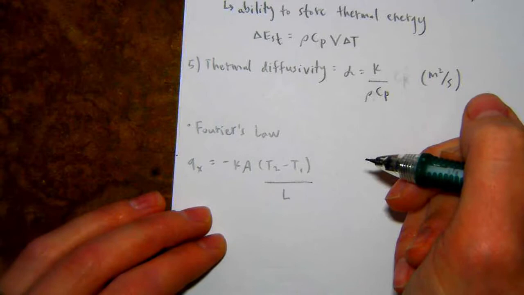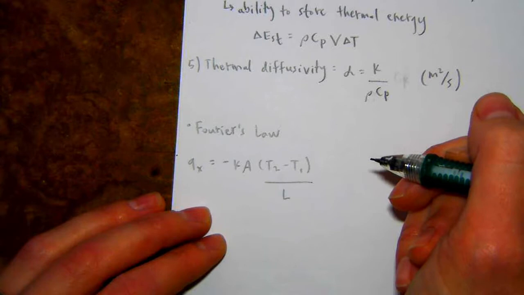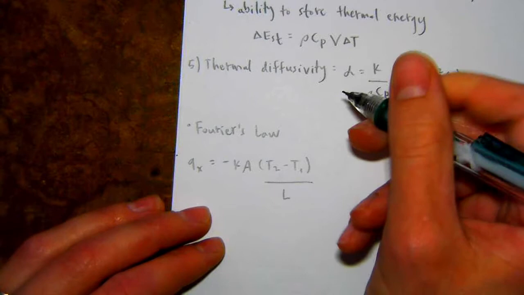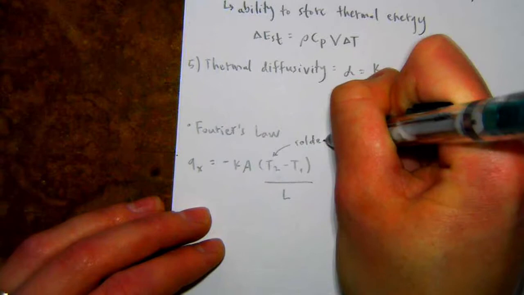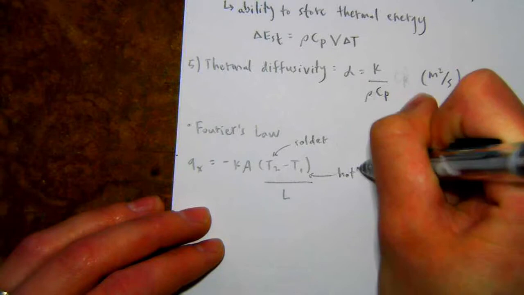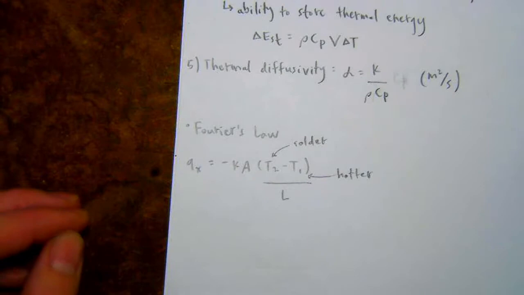Does that make sense? A little confusing, maybe. Wait, which one is the hotter one? Yeah, so that's what I thought. Making sure I'm writing this right. So T2 is going to be colder, T1 is going to be hotter. So I did have the arrow drawn correctly, I just had the greater than sign flipped.